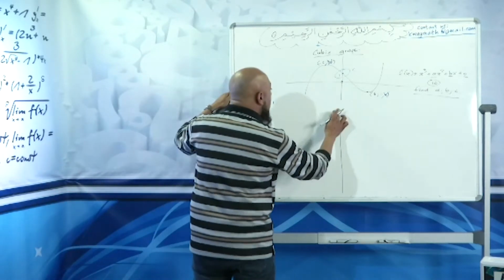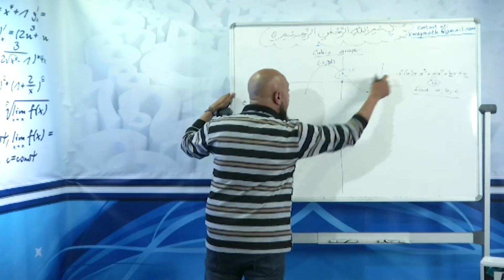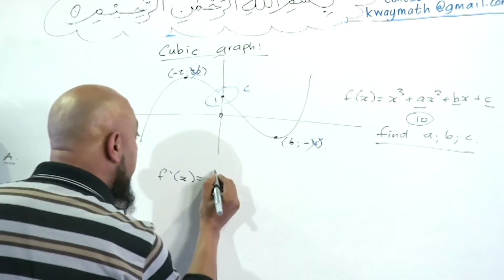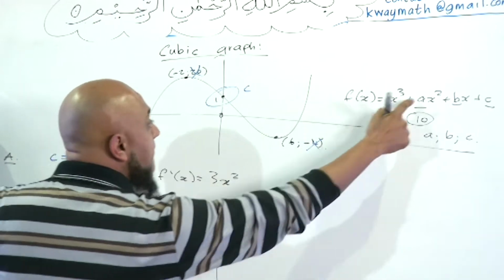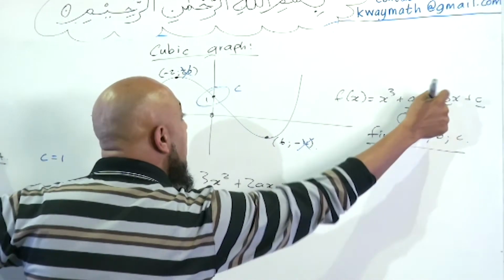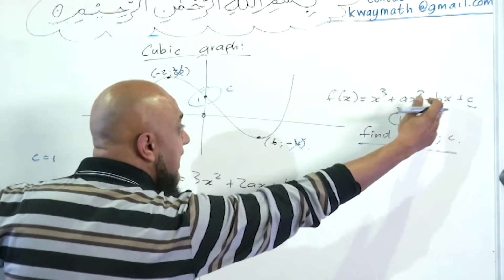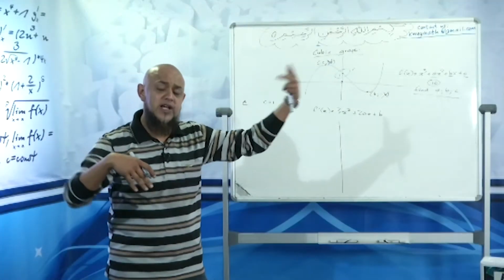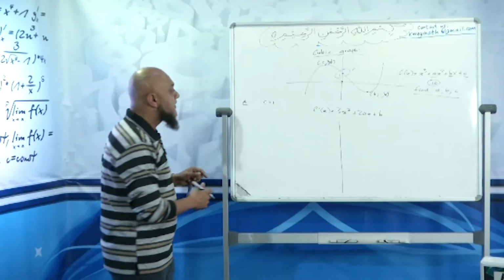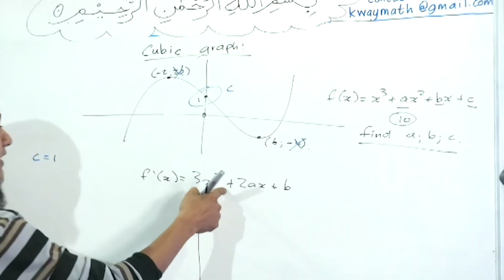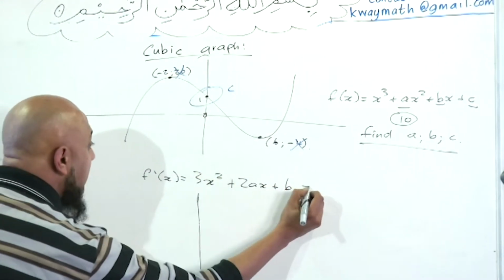So step number 1, we're now going to find the derivative of the original. So we're going to say f dash x is equal to 3x squared plus 2ax plus 1 times b is b. The c value will fall away because normally when we find the derivative, the constant value falls away. So we're left with 3x squared plus 2ax plus b. And we do know that the derivative at these stationary points is equal to 0.